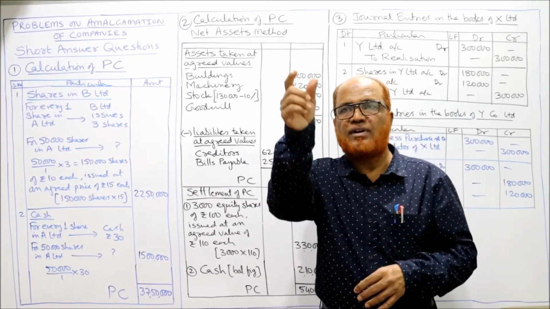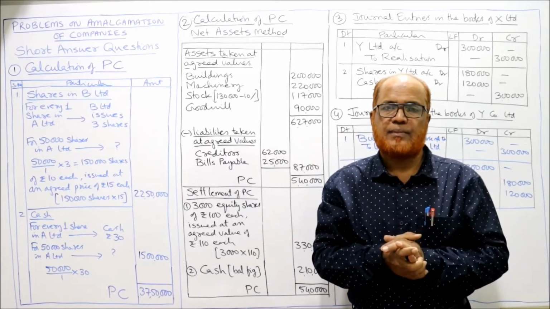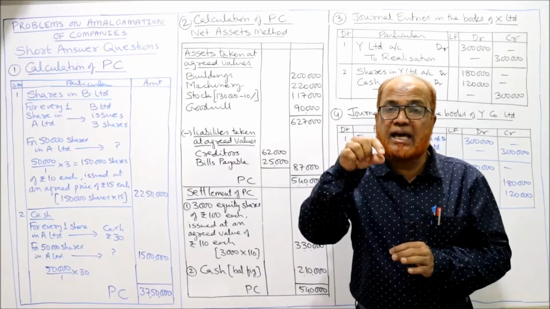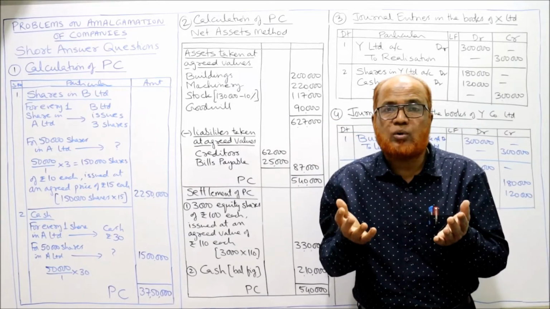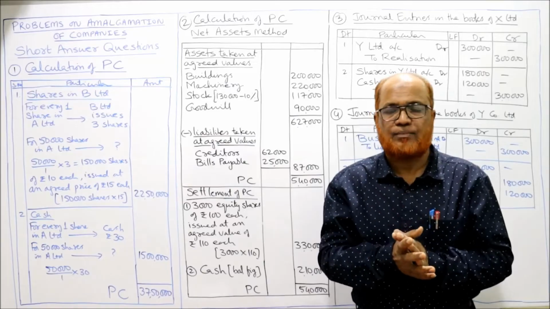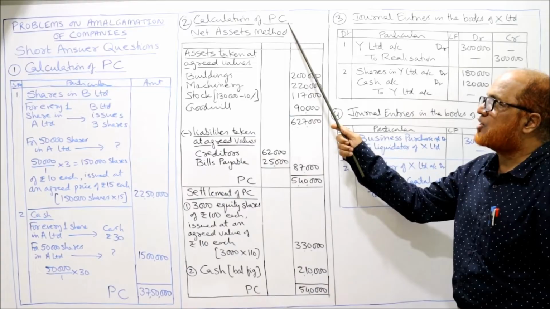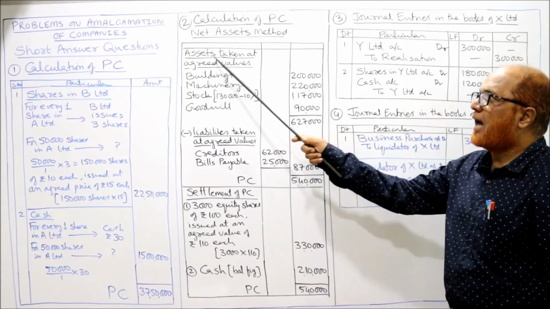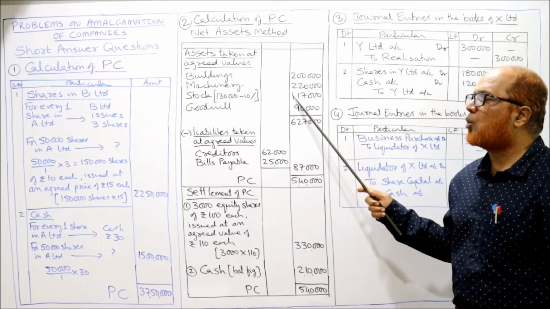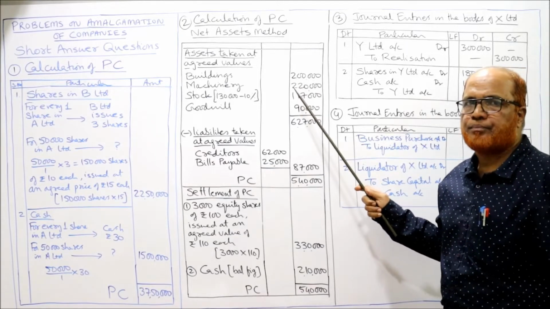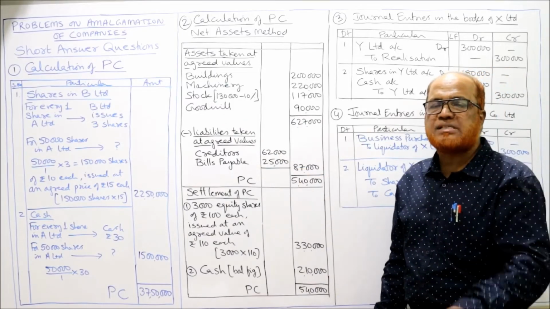Under the net assets method, we take up the agreed value of all assets taken over. From that, deduct the agreed value of all liabilities taken over. The resulting figure, the net worth, is the purchase consideration. Now see carefully here. Calculation of purchase consideration, net assets method. Assets taken over at agreed values. Building and machinery are taken over at book values. It is given in the problem. Balance sheet values. Stock is taken at 10% depreciation.